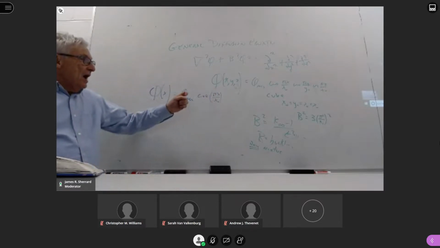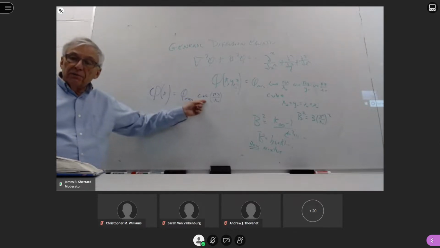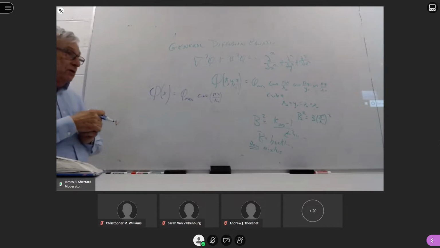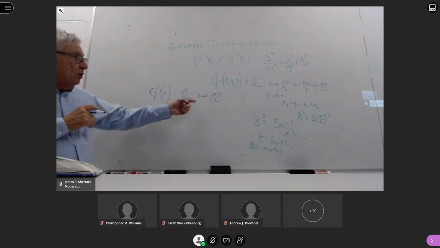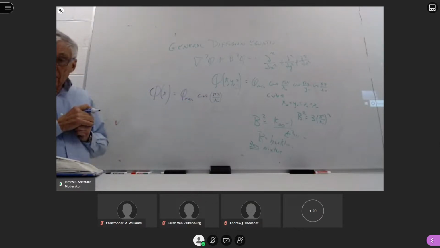Okay. How do we know that this is a cosine? How come it couldn't be a sine? How come it couldn't be a tangent? How come it couldn't be a Bessel function or any hyperbolic tangent, whatever? How do we know it's this? How do we know it's a cosine?